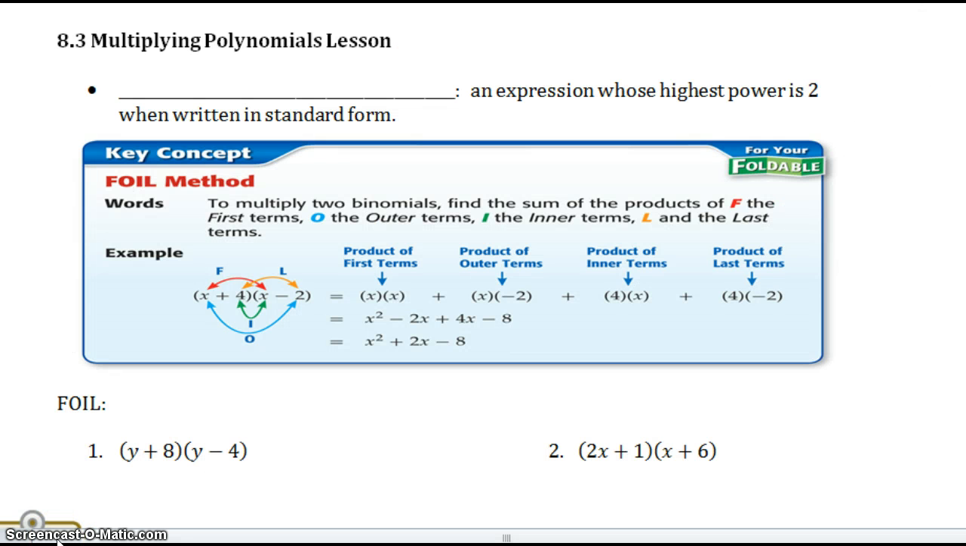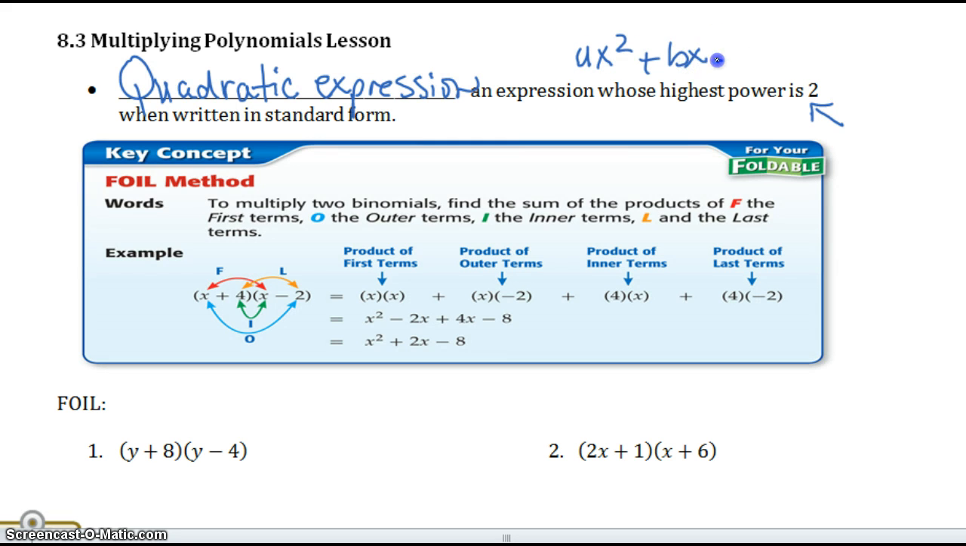All right, when we are multiplying polynomials, we are going to end up with a quadratic expression. Now, what does that mean? Quad means 4, quadratic expression. It's an expression whose highest power is 2 when it's written in standard form. So it's going to be ax squared plus bx plus c, where a stands for an unknown number, b is another coefficient, and then c is the constant.